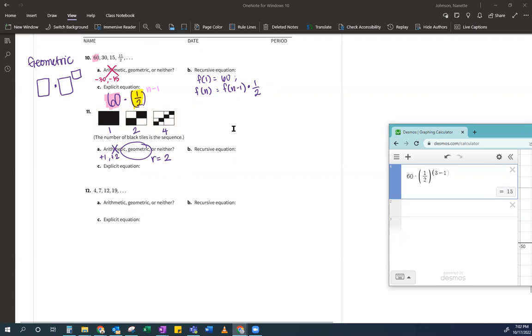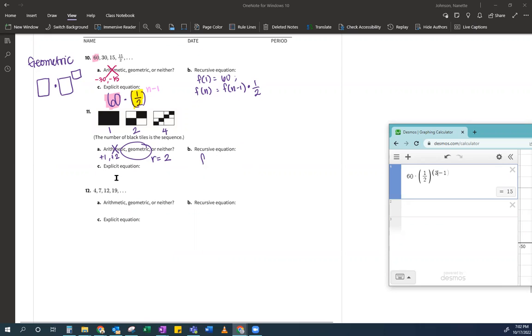Okay, so here my f(1) is 1. My f(n) equals f(n-1) times 2, right? Let me let my computer catch up to me. See, I'm faster than a computer, y'all.